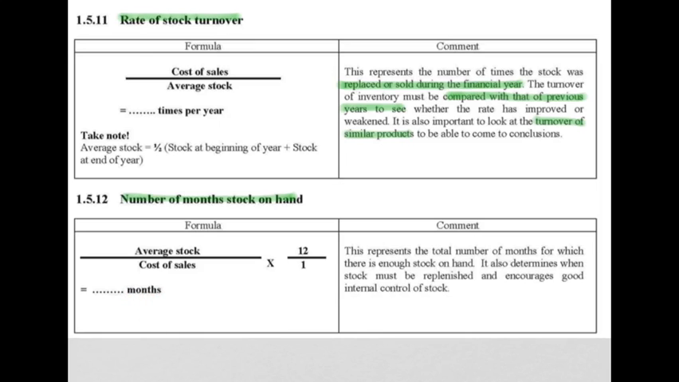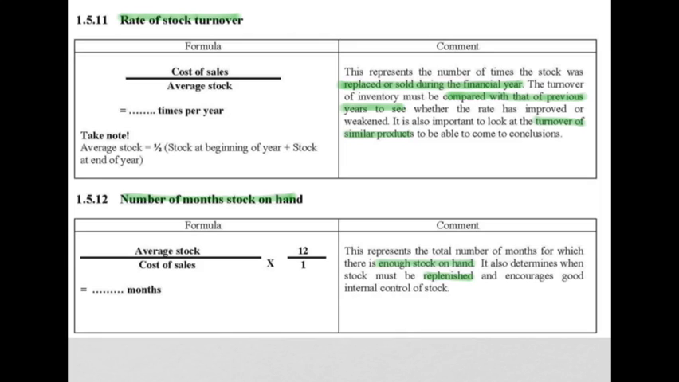Now this represents the total number of months for which there is enough stock on hand. It also determines when stock must be replenished and encourages good internal control of stock. So in other words, if I see that the answer is 2 months, then I know that the stock I've got currently on the floor or in my shop or in the company's warehouses, that stock will last me still for another 2 months before all of that is sold out. So it gives me an indication of how much time I have to play with in terms of buying new stock.